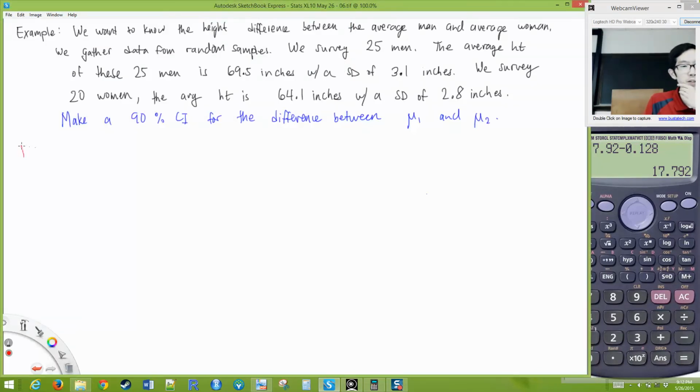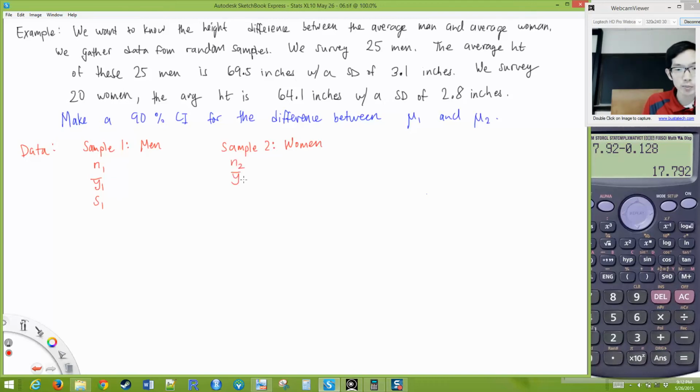Just arbitrarily, we've got to label one of the samples men and the other sample women. I'm going to say sample 1 will be the men and sample 2 will be the women. If you chose sample 1 as women and sample 2 as men, that is fine. It doesn't matter. You just have to arbitrarily label one to be sample 1 and the other to be sample 2. So we need to identify N1, Y bar 1, and S1, and we need to identify N2, Y bar 2, and S2.